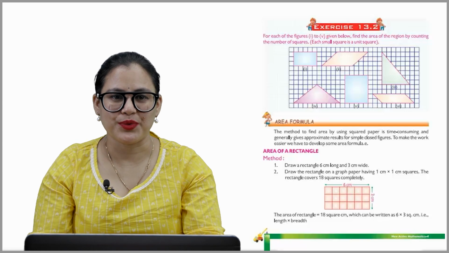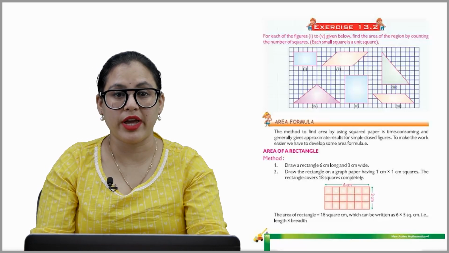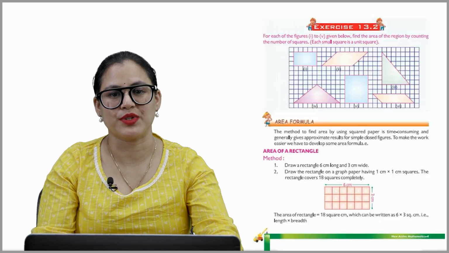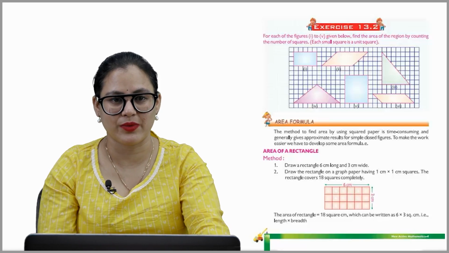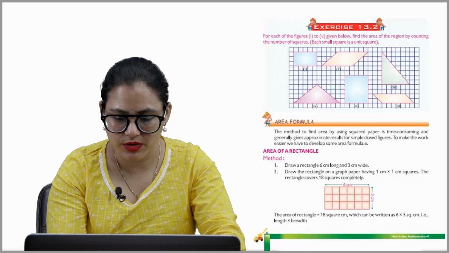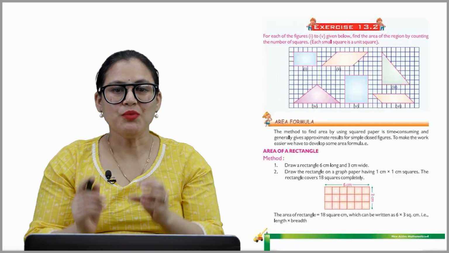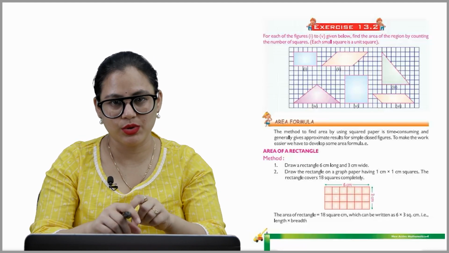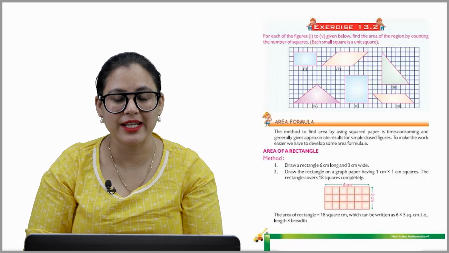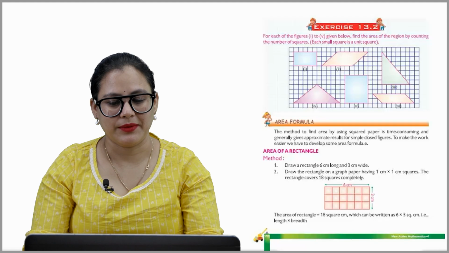Exercise 13.2. For each of the figures 1, 2, 5 given below, find the area of the region by counting the number of squares. Each small square is a unit square. Okay. So here is not enough space. You will count the small squares. The total number of squares, and each small square is a unit square, and then after counting all the squares you will get the area, right?